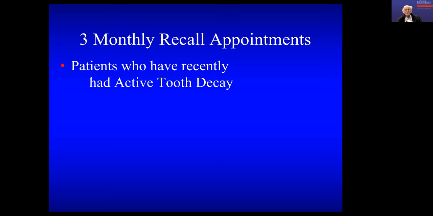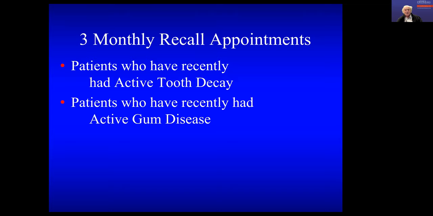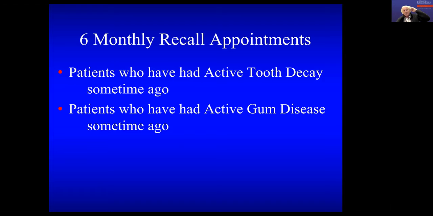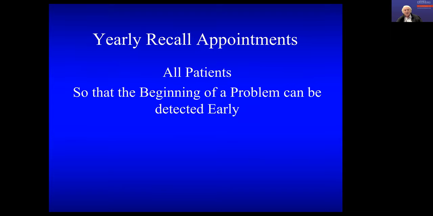3 monthly recall appointments are for patients who have recently had active tooth decay or active gum disease. 6 monthly are for people who've had active tooth decay fairly recently, in the last year or two, or have had gum problems in the last year or two. Yearly ones for all patients. So the beginning of a problem can be detected early enough.